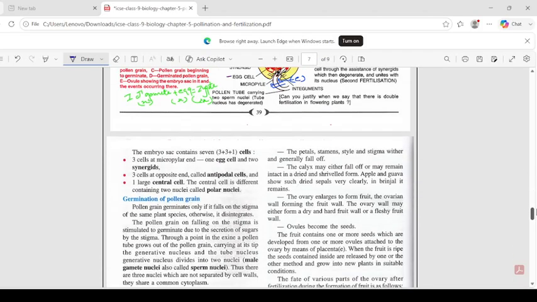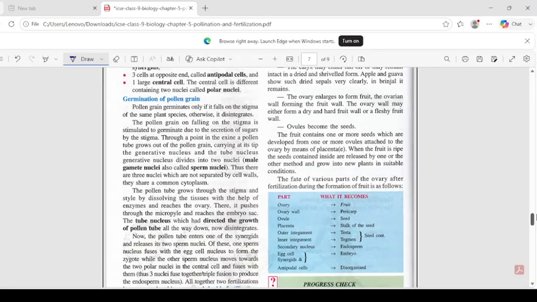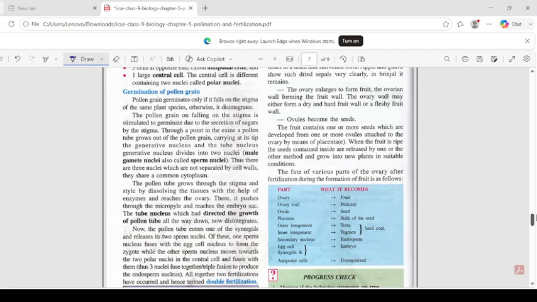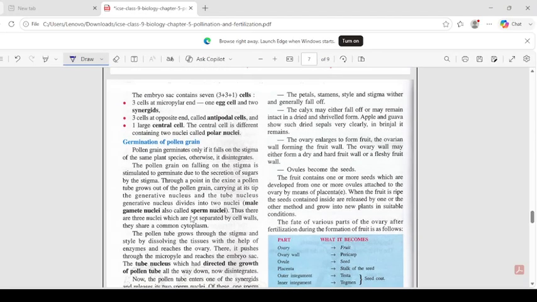After fertilization, as we have seen in most cases, the ovule is converted to seed, and the ovary is converted to fruit. These things are called post-fertilizational changes, which are given here. When we talk about these changes, the first step is the things which wither off or fall off, that is petal, sepal, stamens, style and stigma. These are the things which will dry up and fall off.